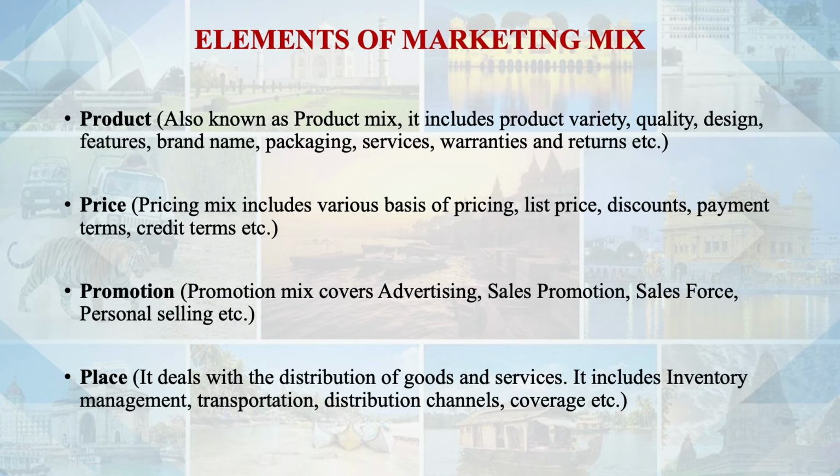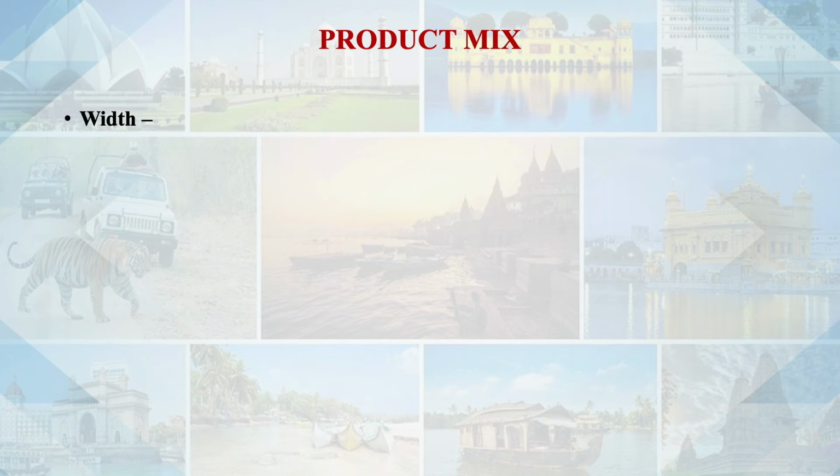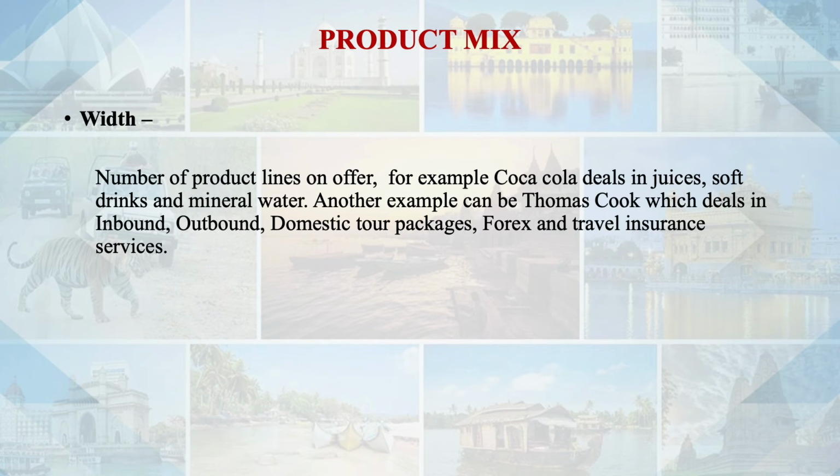In case of product mix, there are certain concepts. The first is width. Product width is basically the number of product lines on offer. For example, Coca-Cola deals in juices, soft drinks and mineral waters. This gives the product width of this particular firm. In the tourism industry, Thomas Cook deals in inbound packages, outbound packages, domestic packages, forex, and also travel insurance. So this gives the product width for that particular organization.